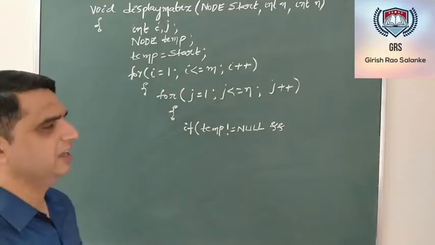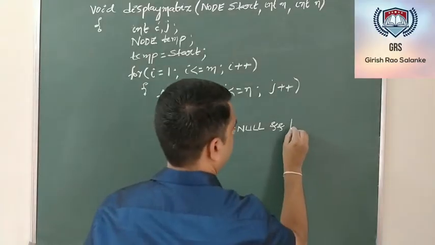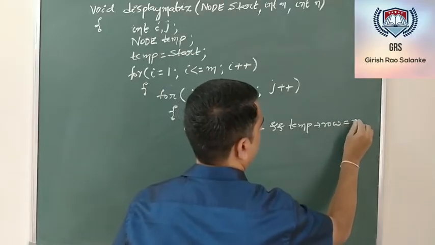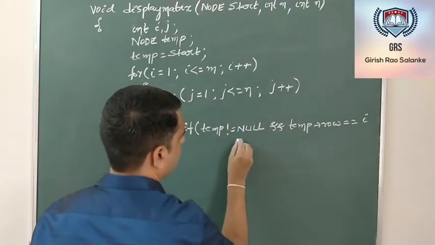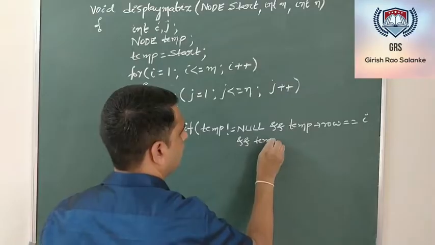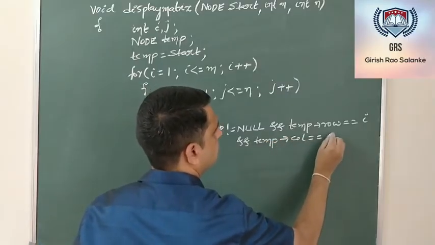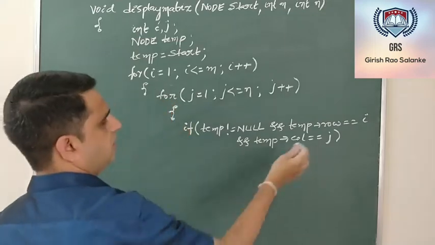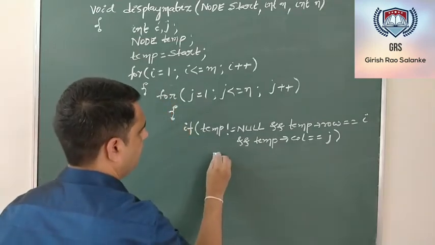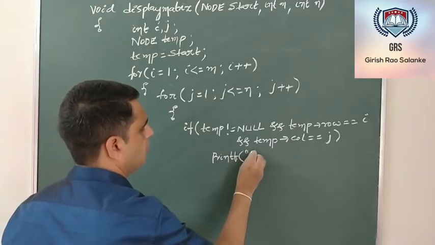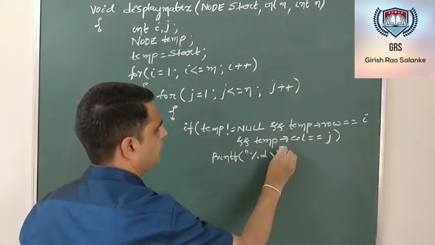I is the index for row. Temp of row is equal to I, first case. Second one, and temp of column is equal to j. If this condition matches, then only I should printf percentage d, a tab space.